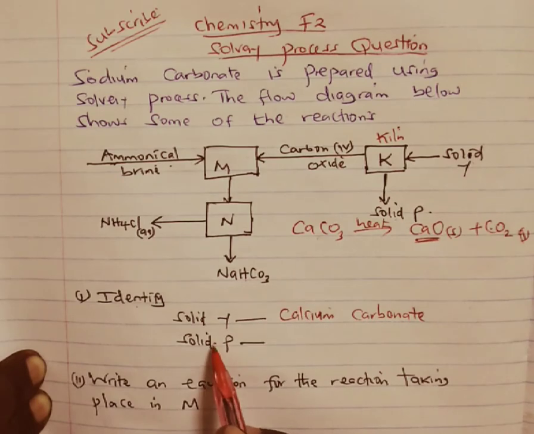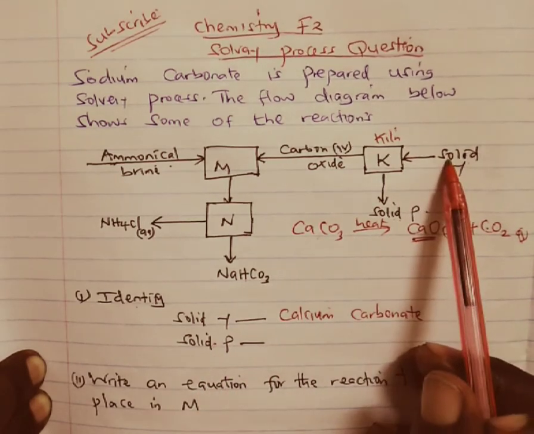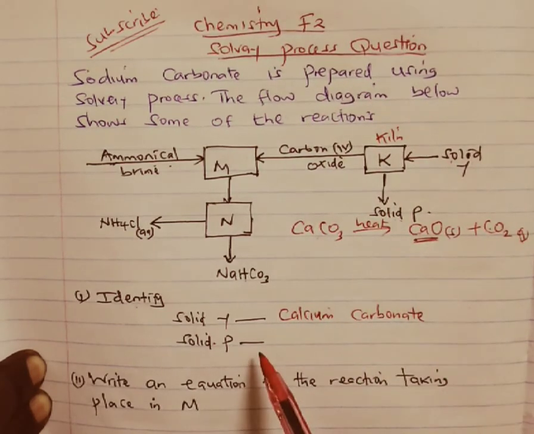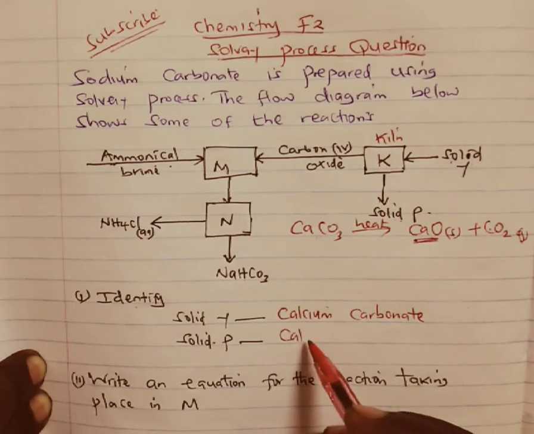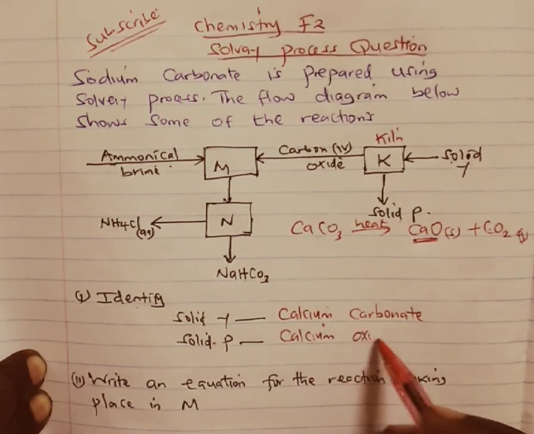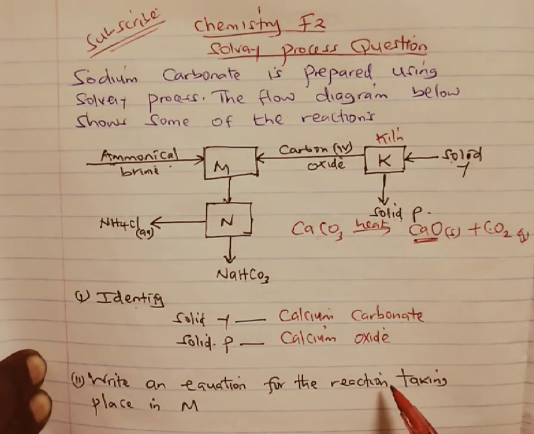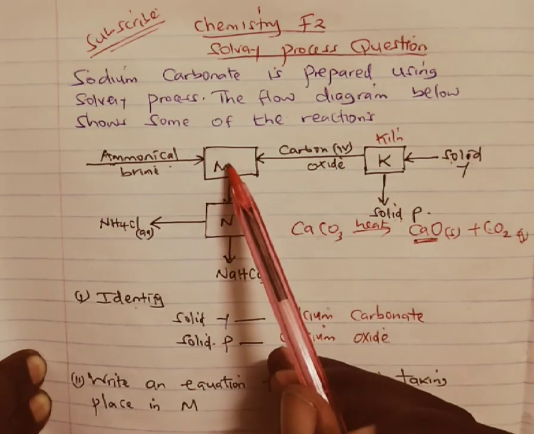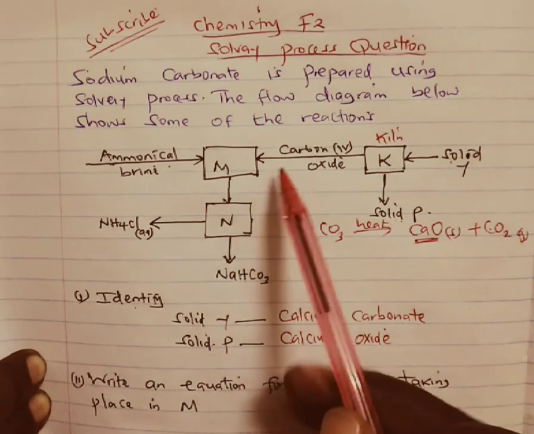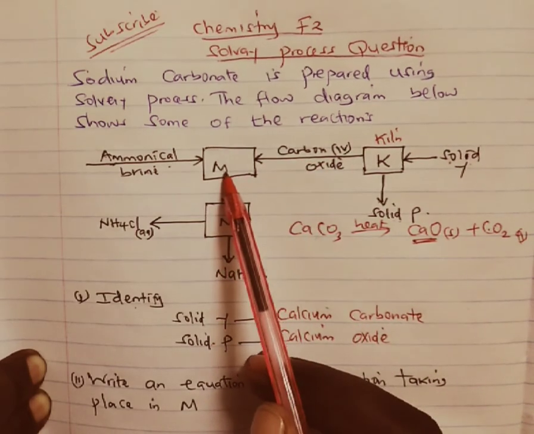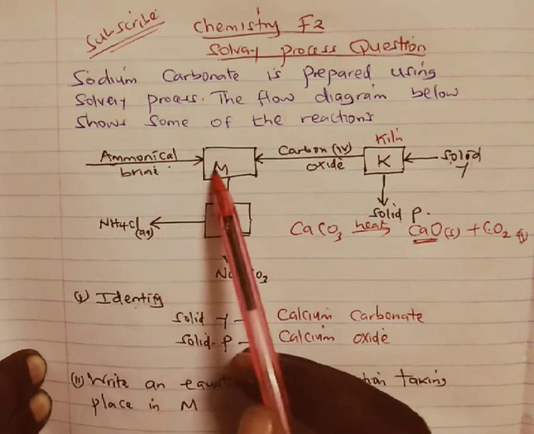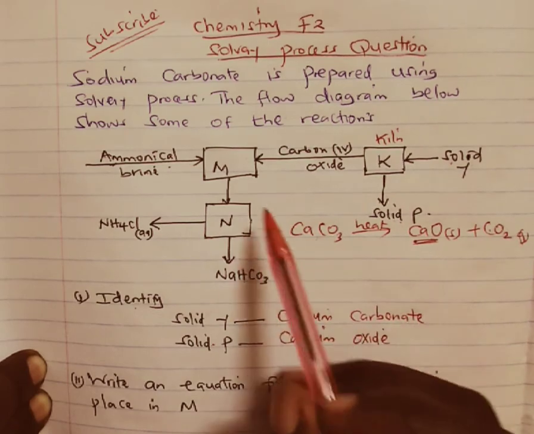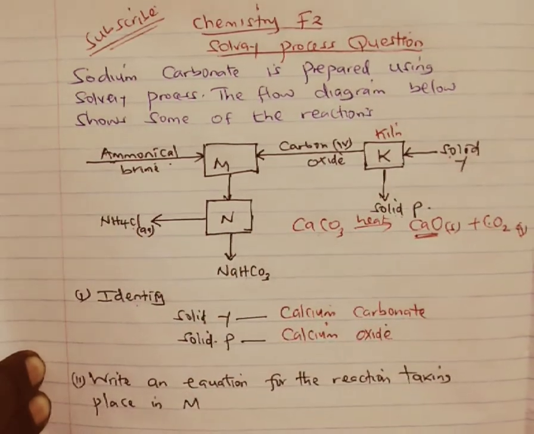Then of course solid P is obtained when solid Y is heated to produce carbon 4 oxide and the same solid P, and solid P is going to be calcium oxide, which we also call quick lime. Then we have now the process going on. So when carbon 4 oxide gets into chamber M, where ammonia called brine is getting into, we are going to have the reaction that is going to produce ammonium chloride and sodium hydrogen carbonate.